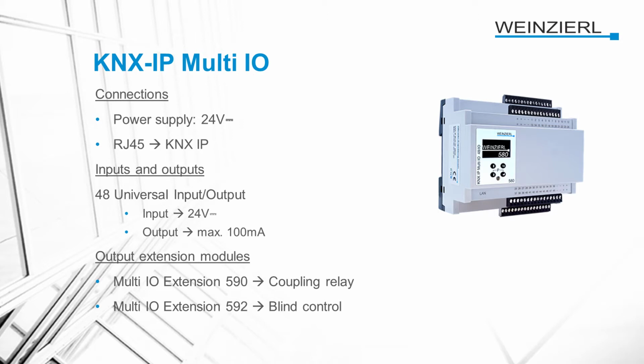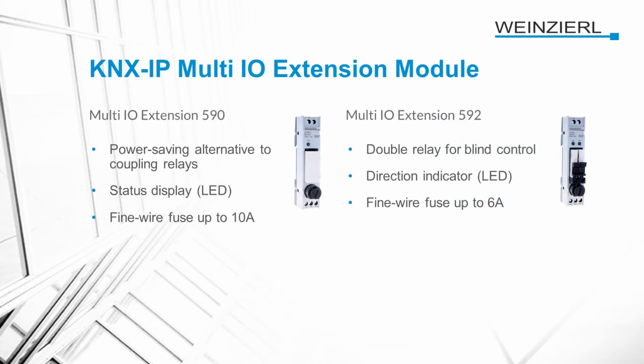In addition, there are two extension modules from Weinzierl, which are connected to a switching output so that a switching channel can be used either to control a blind or to control a coupling relay. There is also a display on the KNX IP Multi IO with 4 keys on the device to enable local operation as well as local parameterization. Let us take a look at the Multi IO extension modules.